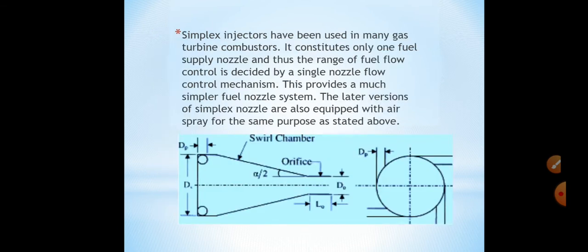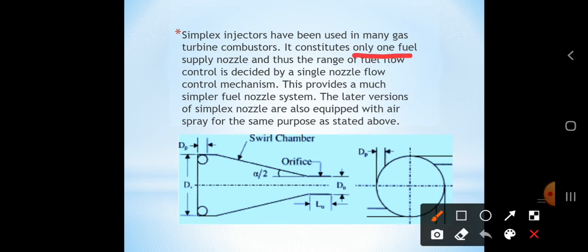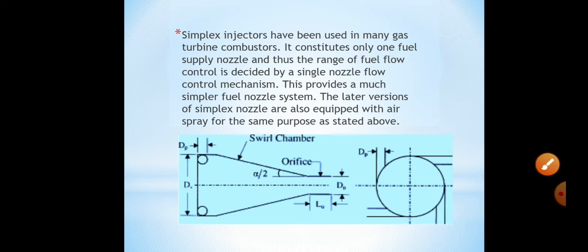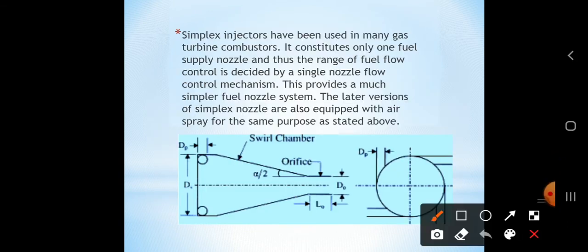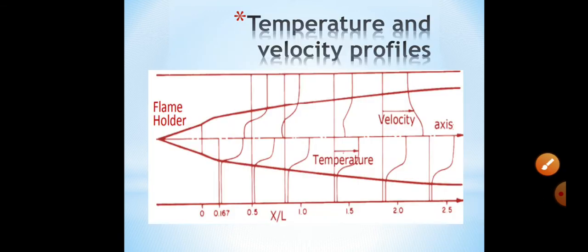Simplex injectors have been used in many gas turbine combustors. It constitutes only one fuel supply nozzle, and thus the range of fuel flow control is decided by a single nozzle flow control mechanism. This provides a much simpler fuel nozzle system. The later versions of simplex nozzle are also equipped with air spray for the same purpose as stated above. So here in this diagram we can see only a fuel chamber and an orifice. So it makes the fuel injection system much simpler.